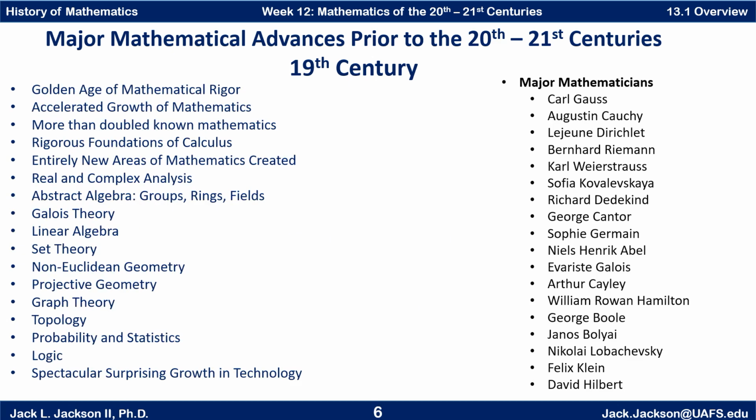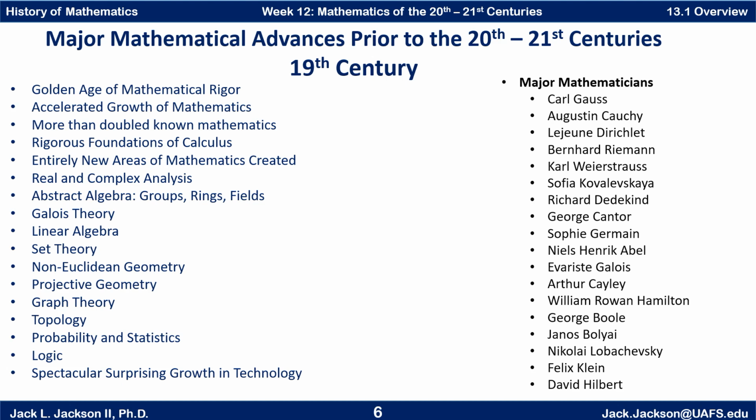So we get to the 1800s and the 19th century. This is where we have really the golden age of mathematical rigor. We have, once again, an accelerated growth of mathematics. The 19th century more than doubled what was known about mathematics. You take all the mathematics from antiquity up to 1800, and then you look at what happened between 1800 and 1900, and there's more math done between 1800 and 1900 than all of the math before that.